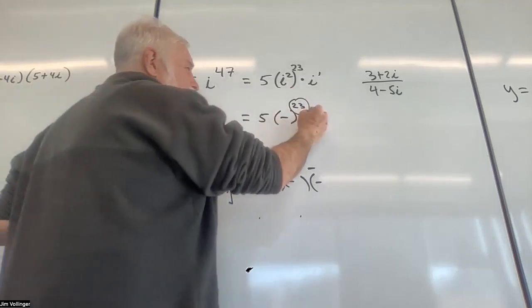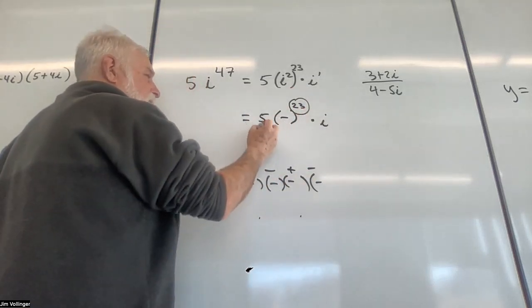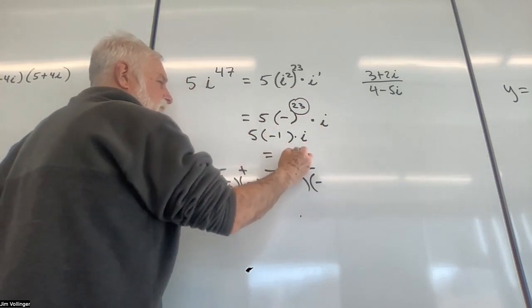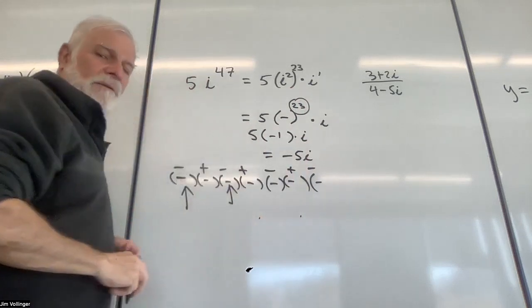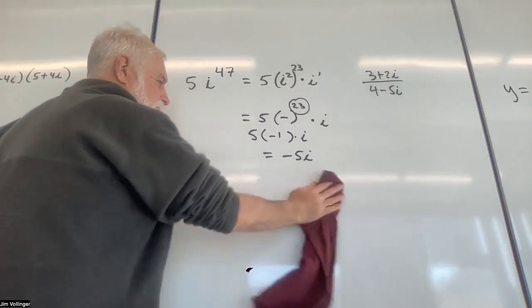So this is a negative number times i. Your final answer is 5 times -1 times i, which is equal to minus 5i. That's what you should have gotten for that one. Got a lot of stuff there that didn't need to be written.